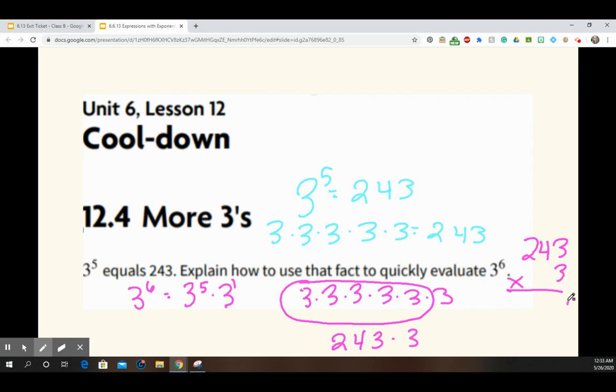3 times 3 is 9. 3 times 4 is 12. Carry the 1. 3 times 2 is 6 plus 1 is 7. So we'd get 729 there as our final answer. Go ahead and jot down anything you want from here. When you're done, press play. We'll move on.